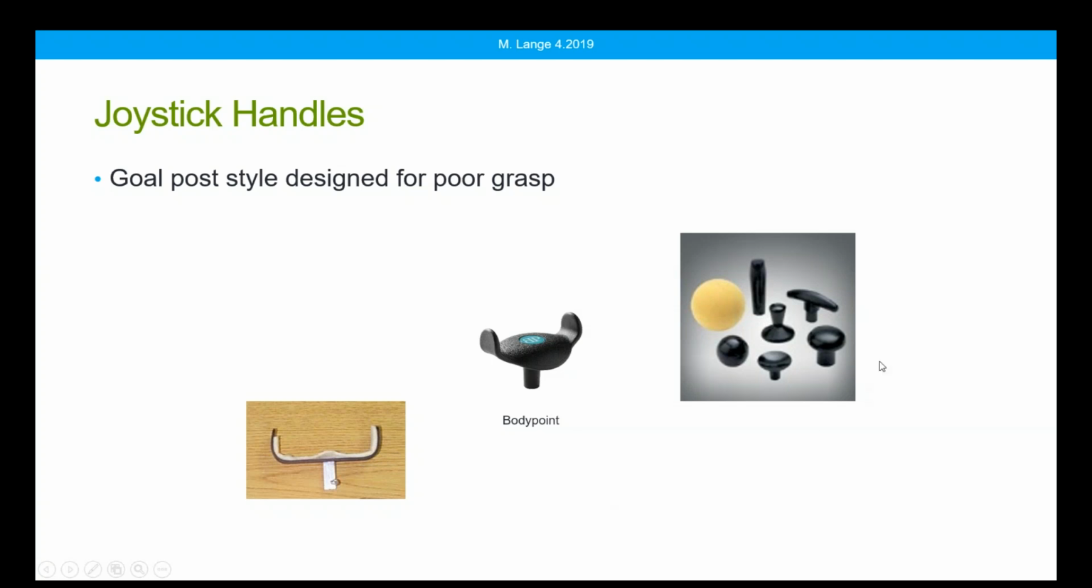Although there are a variety of other joystick handles, I don't use a lot of other alternative handles because I find that most clients who are having enough difficulty with the joystick that we're exploring different handles, with the exception of that goalpost handle, most of those clients really are having difficulty with the joystick itself, and sometimes we simply need to explore other methods of driving.